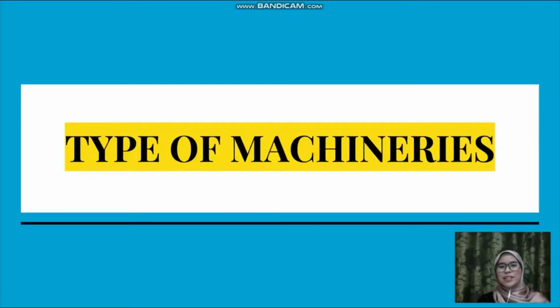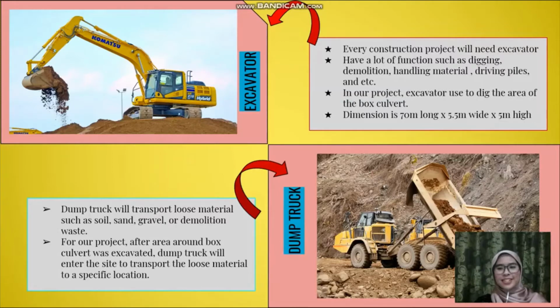Next, I will explain the types of machineries that will be used to construct a culvert. In a construction project, machineries are really important equipment. Even in a small construction project, machineries still need to be used. Heavy equipment refers to heavy-duty vehicles specifically built to perform construction tasks, often earthwork activities. There are many types of machineries that would be used to construct a culvert. The first machinery to be used is the excavator.